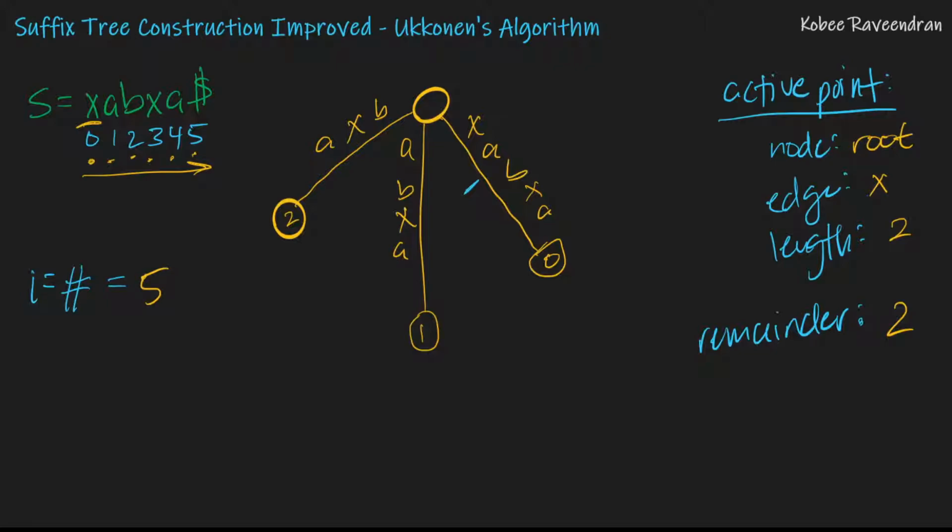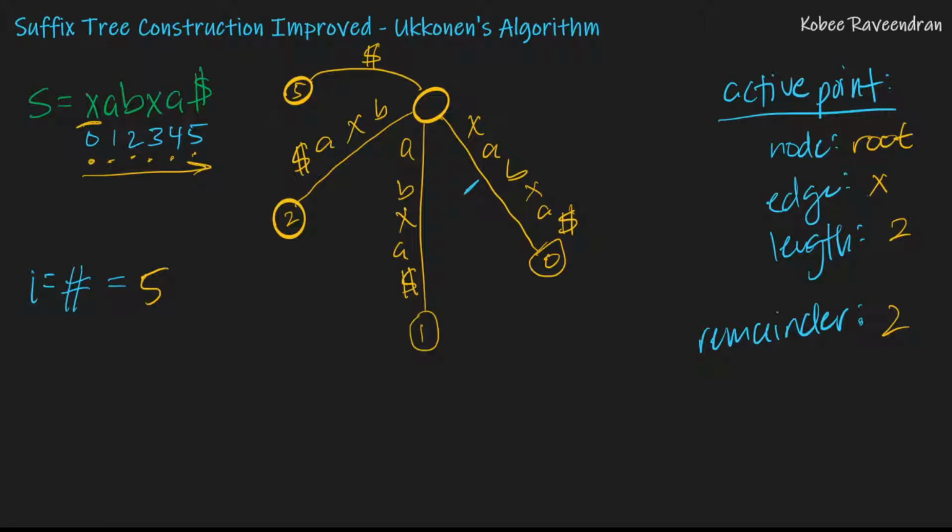Now I have this $ sign. Again, I'll first add the $ sign implicitly to all the leaf edges. And I'll also go ahead and technically increment the remainder here to 3. But what I'm going to do is just go ahead and first create the edge for it. So there's the $ sign. I started at index 5 since there weren't any edges coming from the root node that started with it. But since I've added that leaf, I can now decrement this back down to 2, and then we can continue with the rest of this iteration's steps.